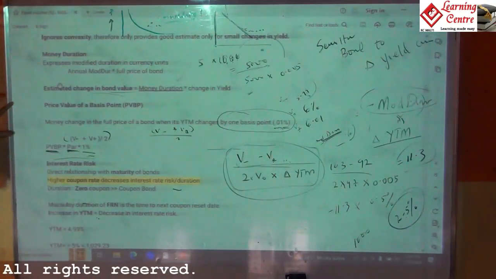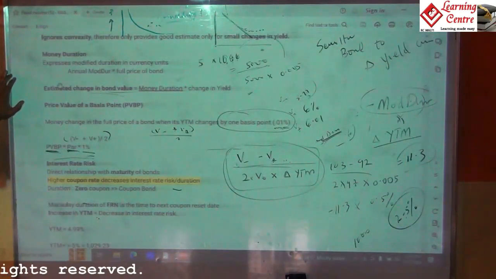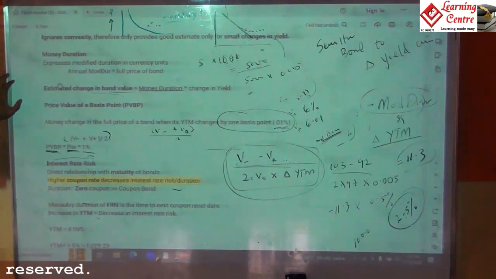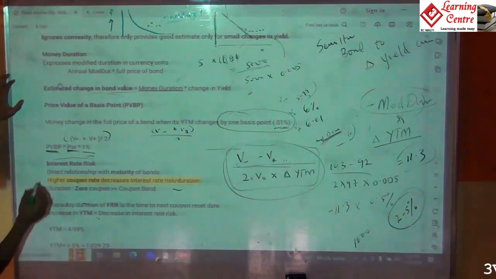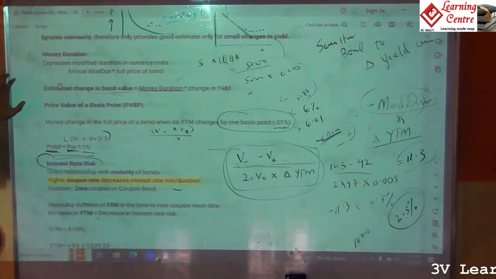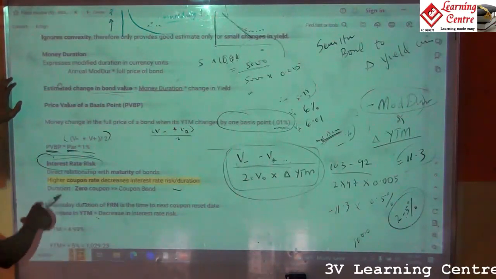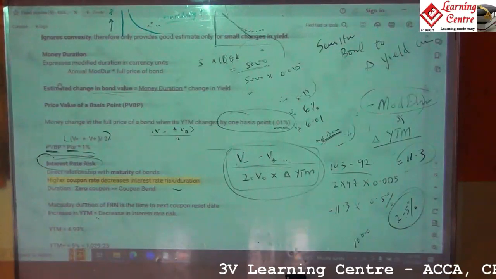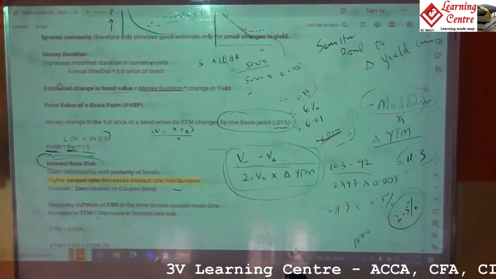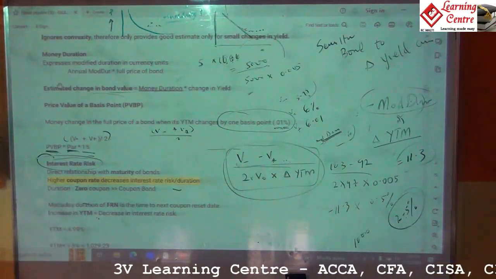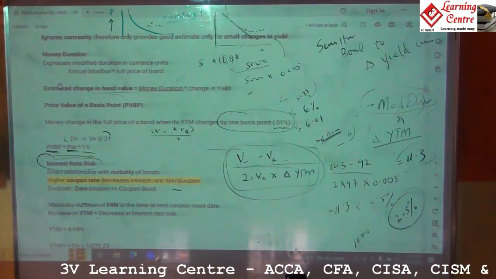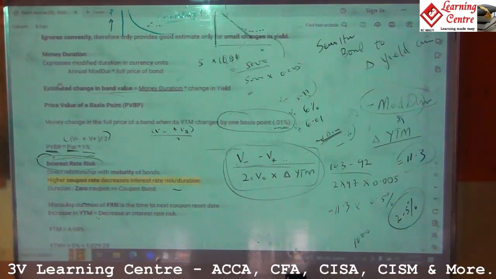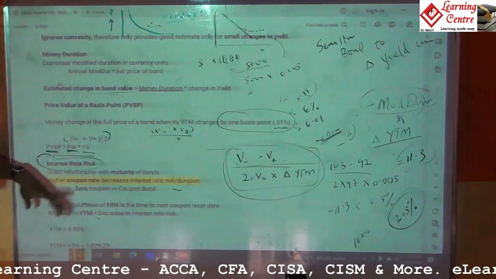So we said all of this is measuring how sensitive my bond is to changes in input, which is captured in interest rate basically. The relationship with maturity of bonds: a higher coupon rate decreases the interest rate duration. Duration of zero coupon bonds is higher than coupon bonds. These are all facts, and you can prove them.